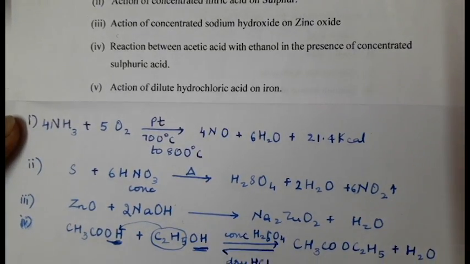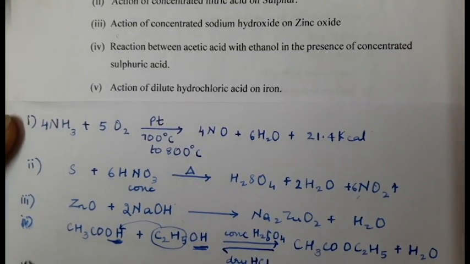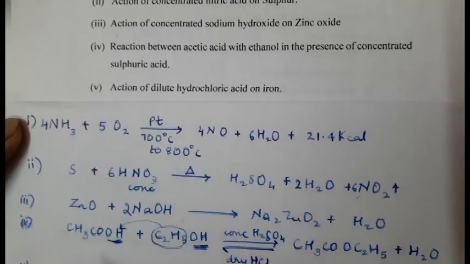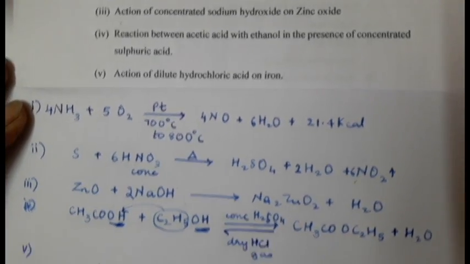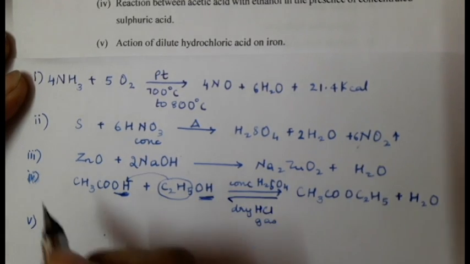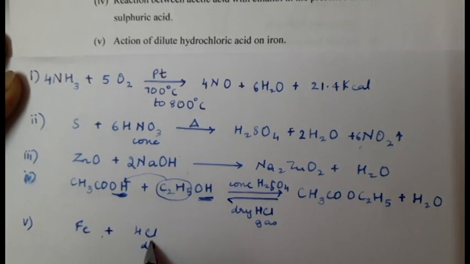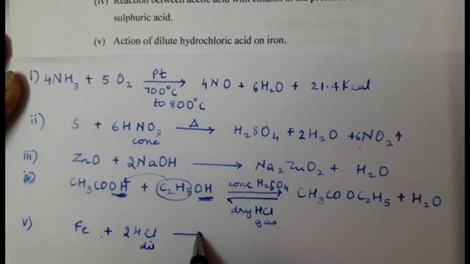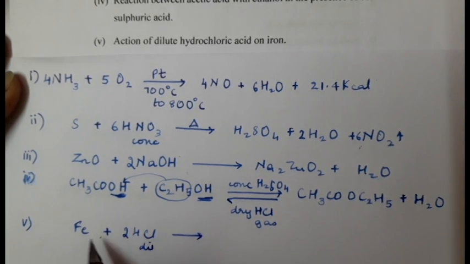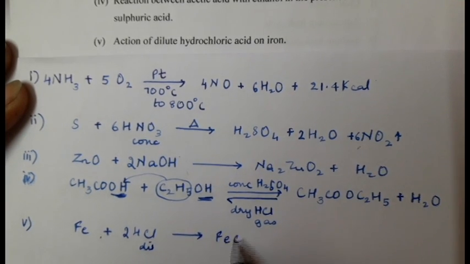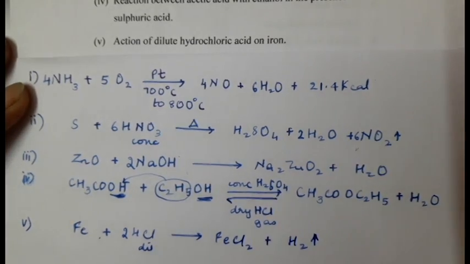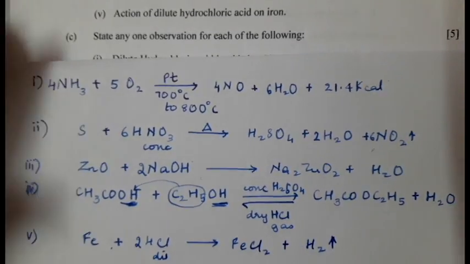We come to the fifth one. The fifth one is action of dilute hydrochloric acid on iron. And here we will have iron plus HCl dilute, and that will require two of this HCl, because iron will take chloride and it will become FeCl2 plus hydrogen displaced. So that's your balanced reaction.